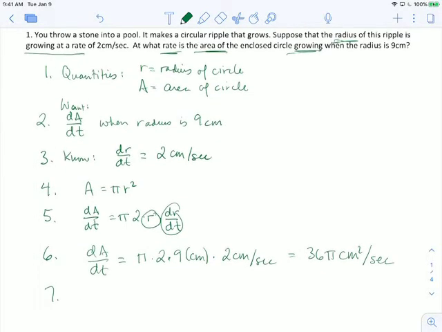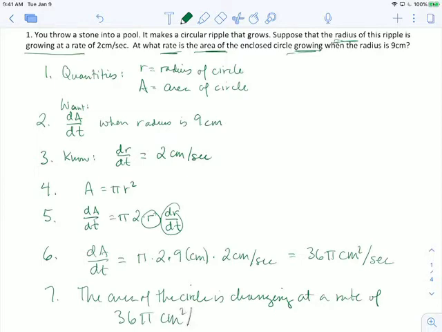And so the area of the circle is changing at a rate of 36 pi square centimeters per second when the radius is 9 centimeters.